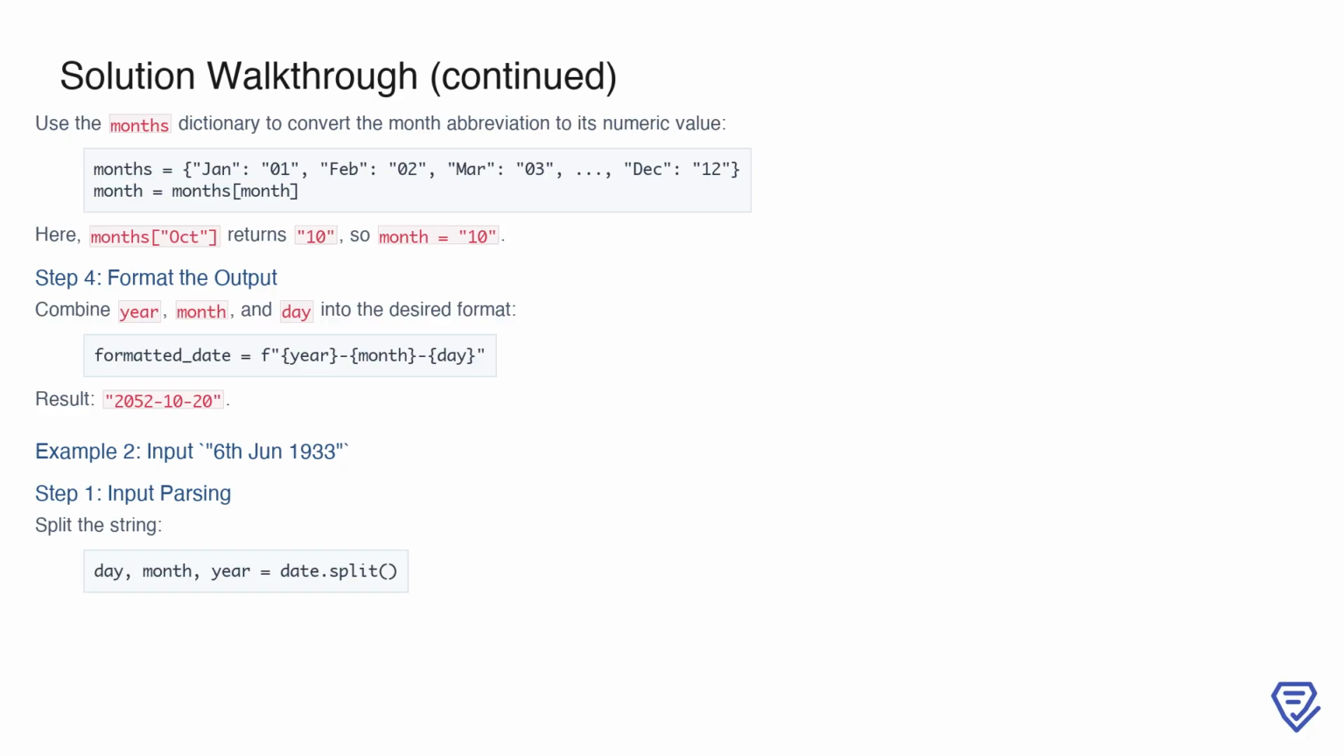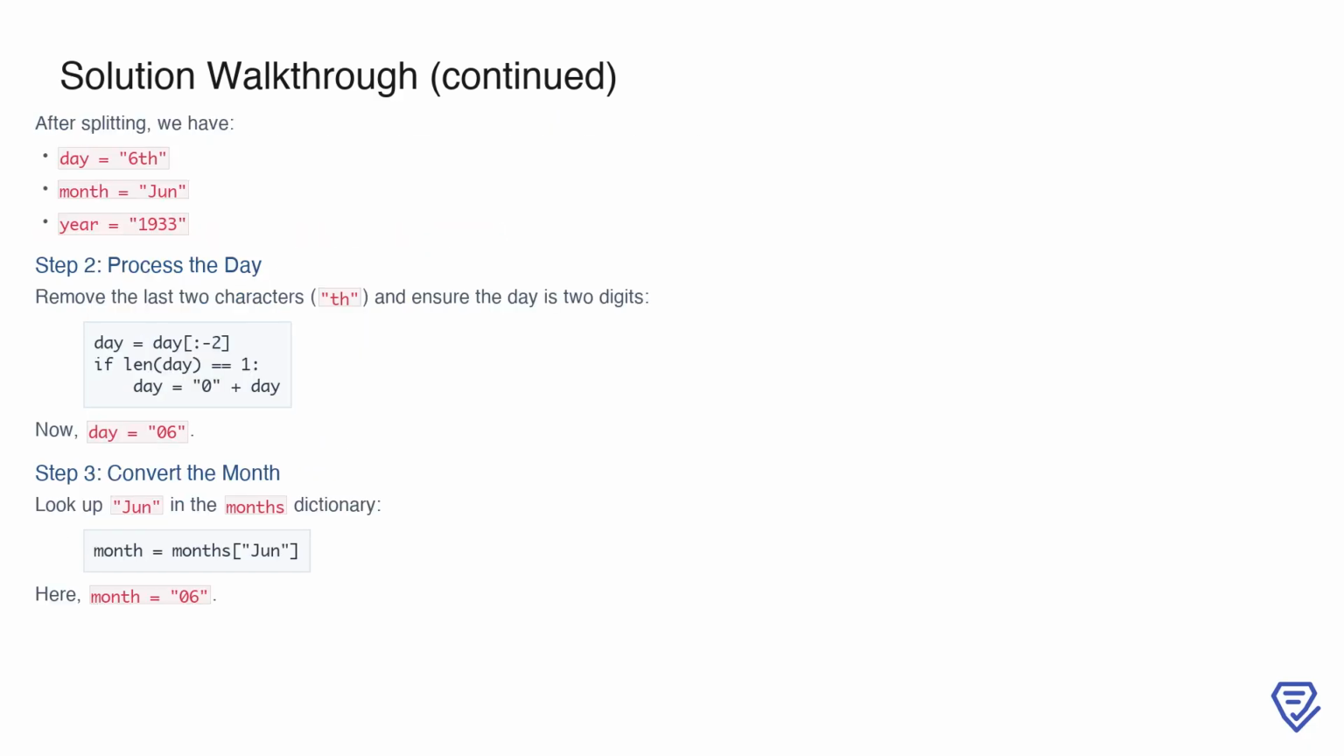Now, let's look at another example to solidify this process. For the second example, the input string is 6th Jun 1933. Just like before, we start by splitting the string into its components, day, month, and year. This gives us day as 6th, month as Jun, and year as 1933.